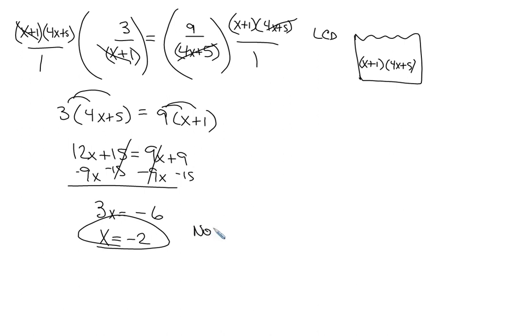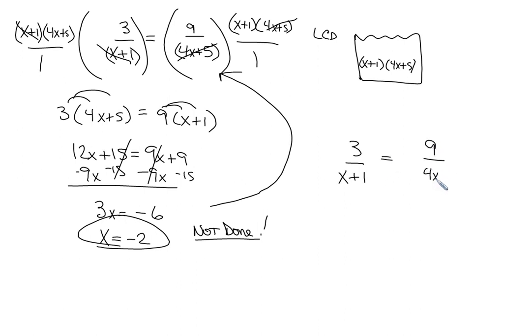Now, very important, guys, and I didn't talk about it on the last one. I mentioned it after the fact. But we are not done. Why are we not done? Well, yeah, you have to check it, because the problem is that this is the solution to this equation. But was this the equation we were told to solve? No. The equation that we were told to solve was this equation. And this equation had denominators in it.